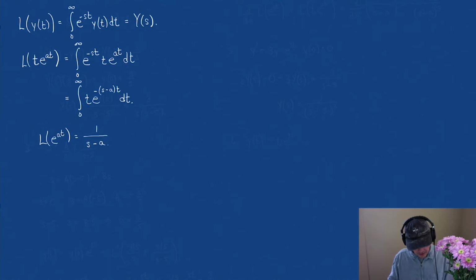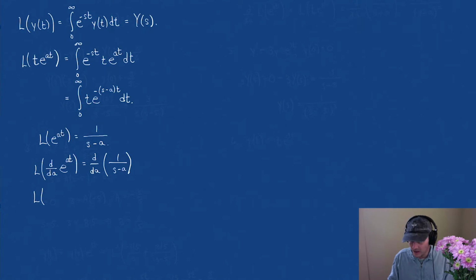Instead of this, let's think of the problem this way. Let's take the Laplace transform of the derivative with respect to a of e to the at. And let's do that to the other side of the equation as well. Well, the derivative with respect to a of e to the at means we're taking the Laplace transform, remembering that now a is the variable and t is the constant, so this is t e to the at.